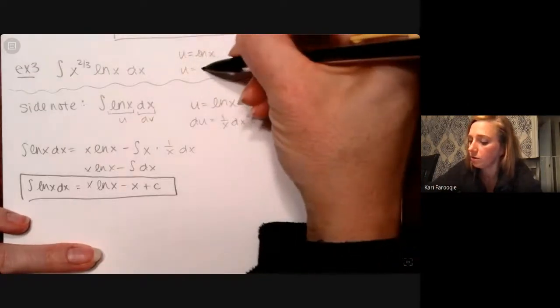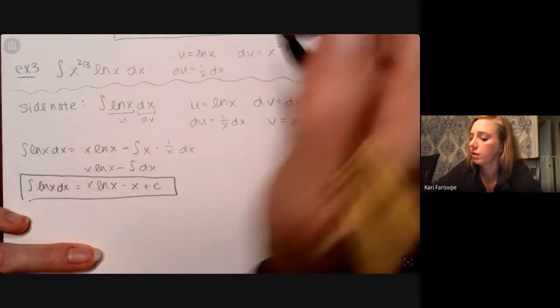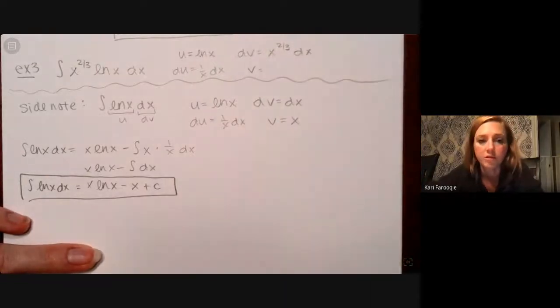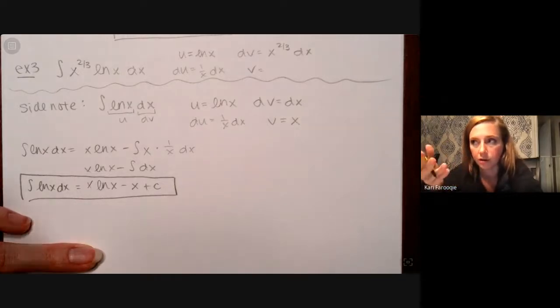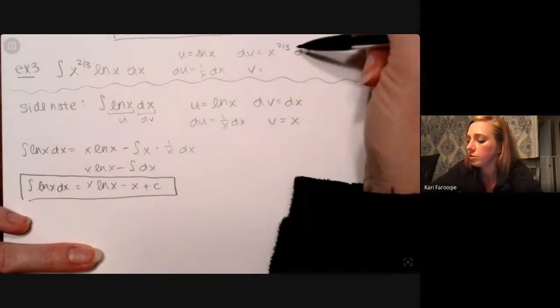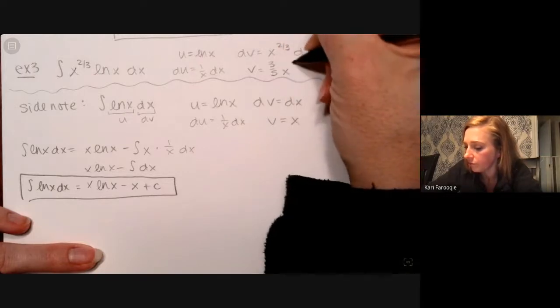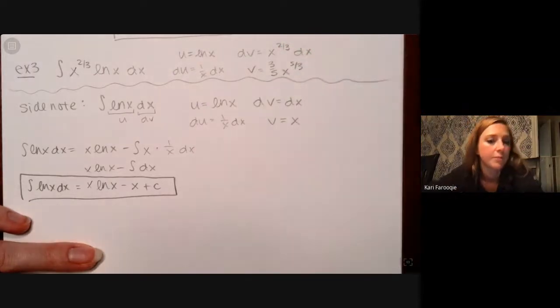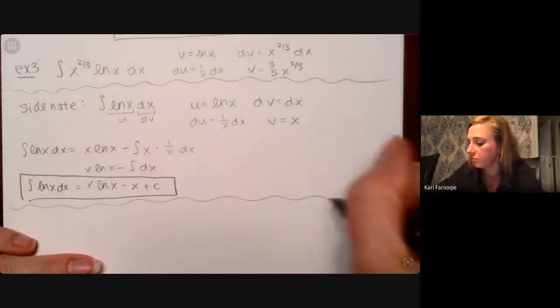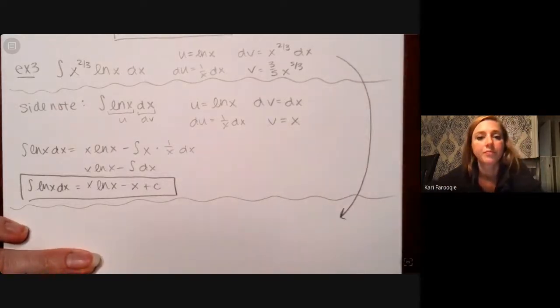Well, du would be 1/x dx. And then v would be the integral of dv. And when we integrate a power function, we just take our exponent, increase it by 1, and divide by the new exponent. So 2/3 plus 3/3 is 5/3. So you would have 3/5 x to the 5/3. That was our side note. Now we're going to go back down here.